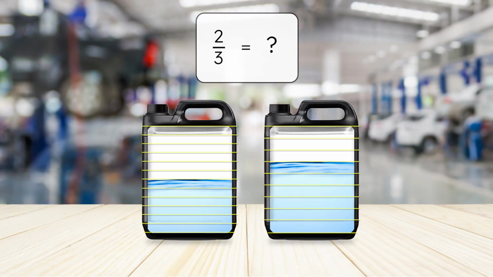Try finding a fraction that's equivalent to 2/3. This jug of coolant holds 6/12 of a liter, and this one holds 6/9 of a liter. We can use multiplication to decide which of these is the equivalent fraction. When we multiply the numerator of 2/3 by 3, 2 times 3 equals 6, so both numerators of these fractions work, but we still need to look at the denominators. Remember, we need to multiply the numerator and denominator by the same amount to find an equivalent fraction. 3 times 3 is 9, not 12. So 6/9 is equivalent to 2/3.